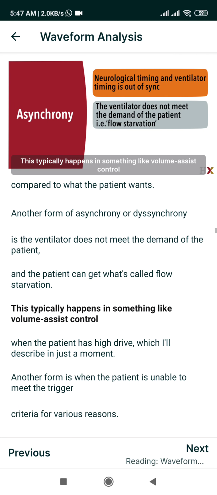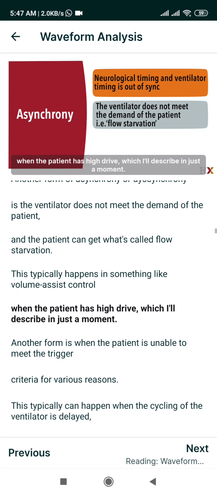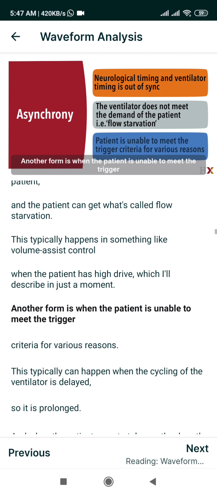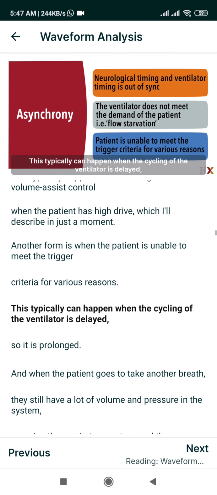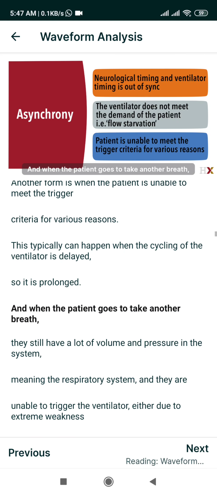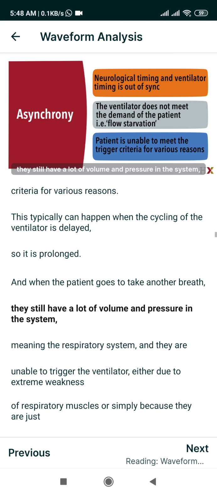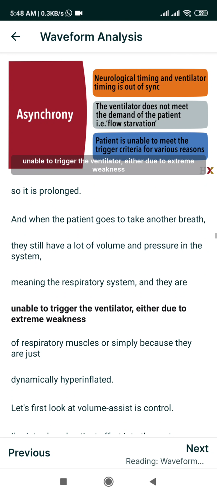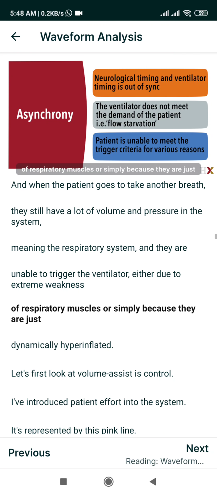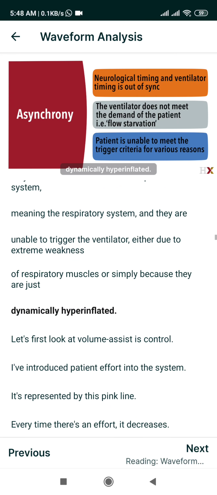This typically happens in something like volume assist control when the patient has high drive, which I'll describe in just a moment. Another form is when the patient is unable to meet the trigger criteria for various reasons. This typically can happen when the cycling of the ventilator is delayed, so it is prolonged, and when the patient goes to take another breath, they still have a lot of volume and pressure in the system, meaning their respiratory system, and they are unable to trigger the ventilator, either due to extreme weakness of respiratory muscles or simply because they are just dynamically hyperinflated.